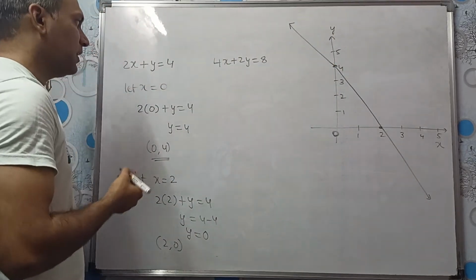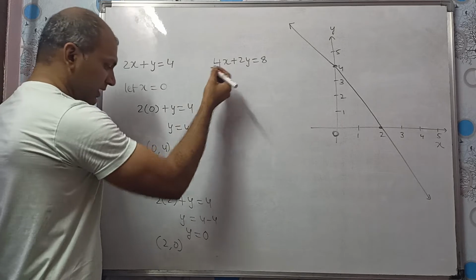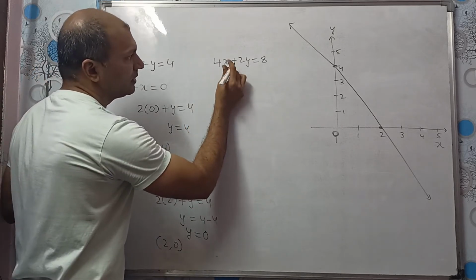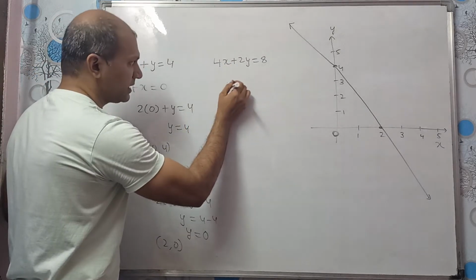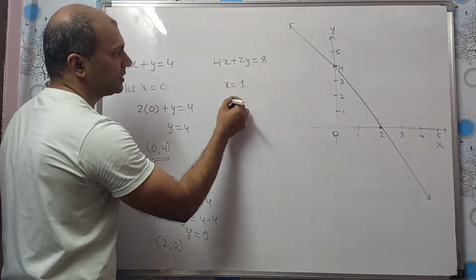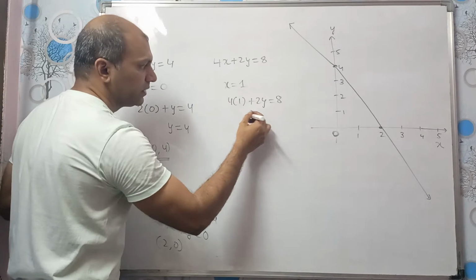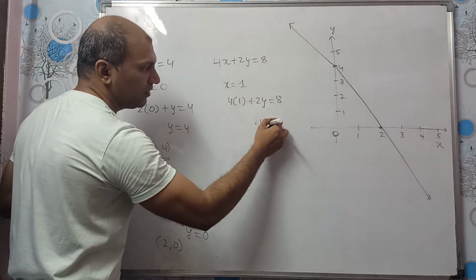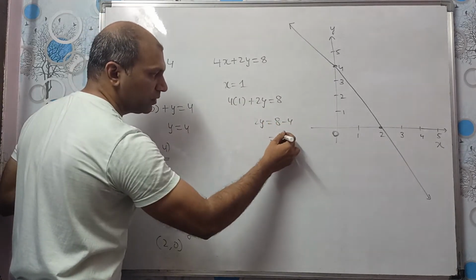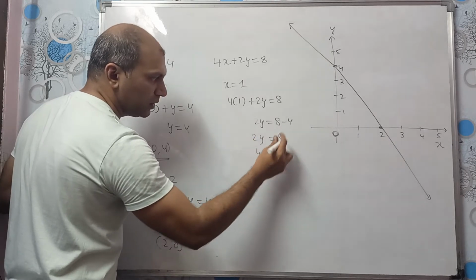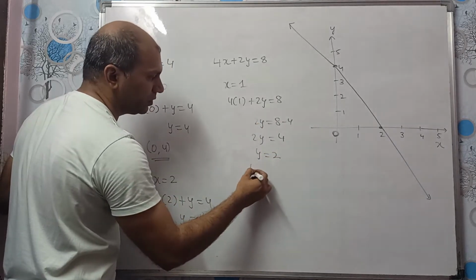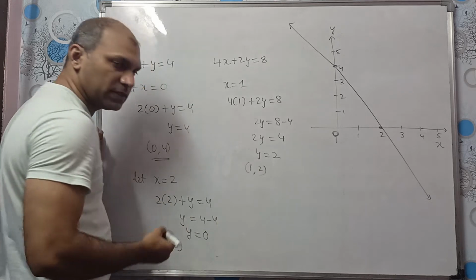Now, what should we do? Let us take x is equal to 1 in the second equation. So this will be 4 into 1 plus 2 into y is equal to 8. So 4 ones is 4, so 2y will be 8 minus 4, which is equal to 4. So y will be equal to 4 divided by 2, which is 2. So this is 1 comma 2.